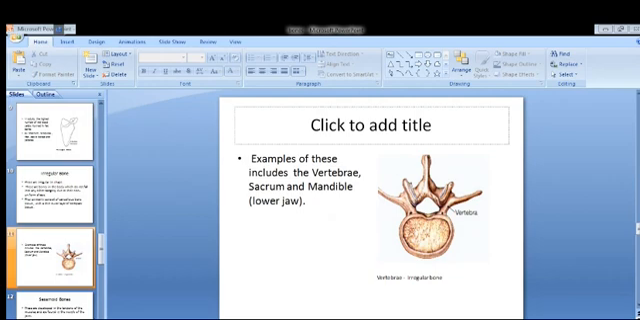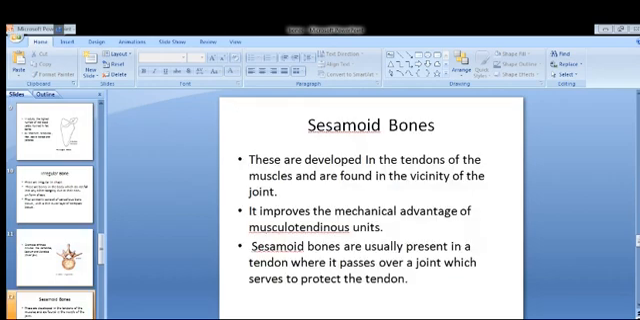ठीक है, हैव यू गॉट इट स्टूडेंट? Yes, ma'am. Now the last category is sesamoid bone. Yes, Hari.